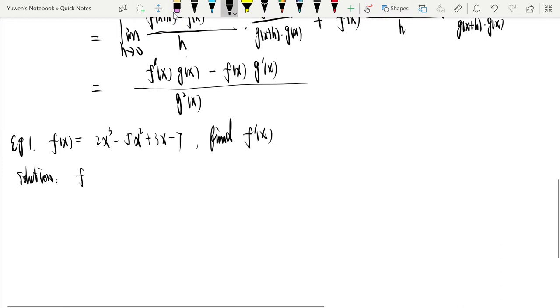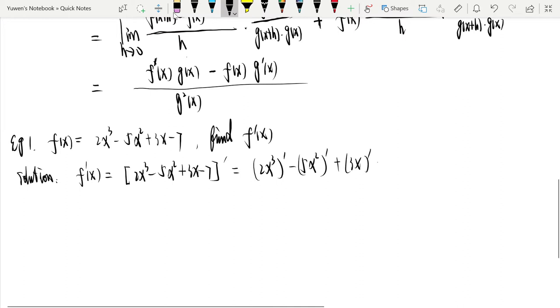The solution is the derivative of f, that is the derivative of 2x cubed minus 5x squared plus 3x minus 7. That's actually 2 times the derivative of x cubed, minus 5 times the derivative of x squared, plus 3 times the derivative of x, minus the derivative of 7. The constant can be taken outside. The derivative of just 7, that's a constant.